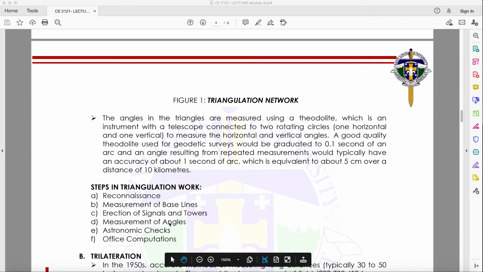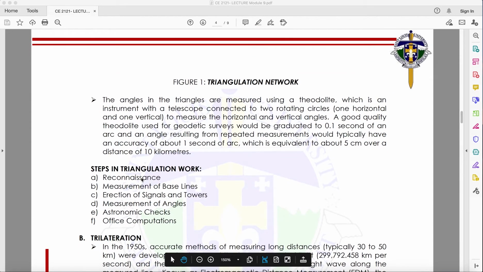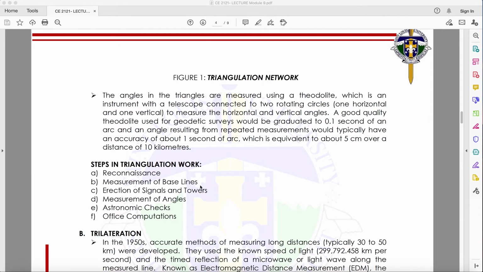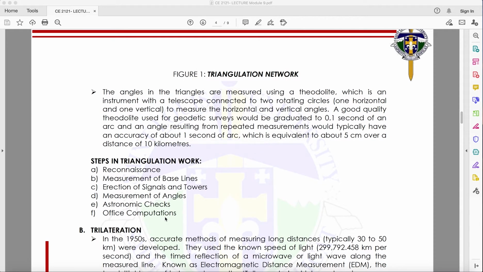So, steps in triangulation. First, we have the reconnaissance. Reconnaissance means we need to carefully study the environment, then we check if it is feasible, where it is better to measure. So next would be measurement of the baseline. Letter C, erection of signals and towers. Letter D, measurement of angles. Letter E, astronomic checks. And lastly would be the office computations.